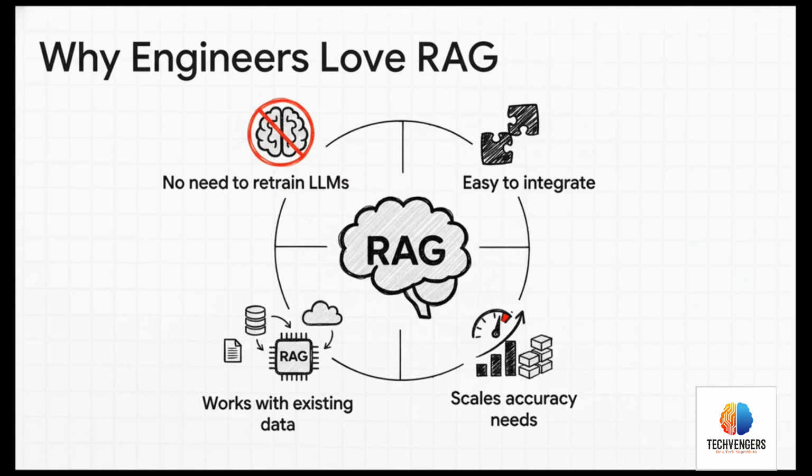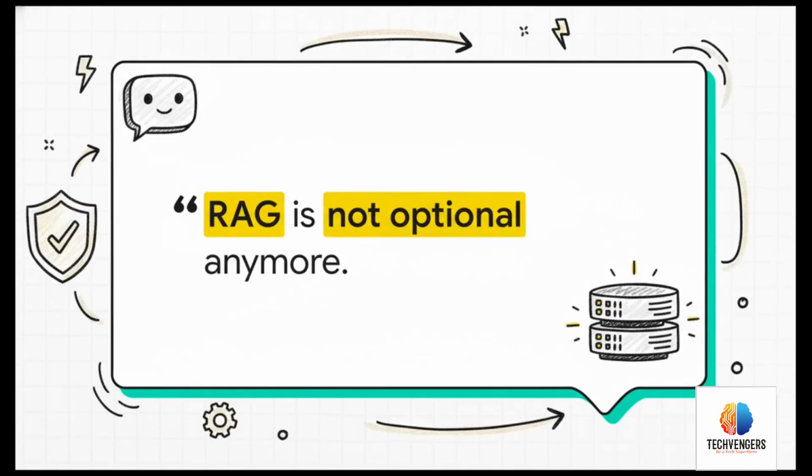And this is exactly why engineers are adopting RAG so fast. You don't have to spend a fortune retraining a whole foundational model. It's actually pretty easy to integrate into your existing systems, it works with the data you already have, and it gives you this immediate, massive boost in accuracy and reliability. Honestly, it just works.